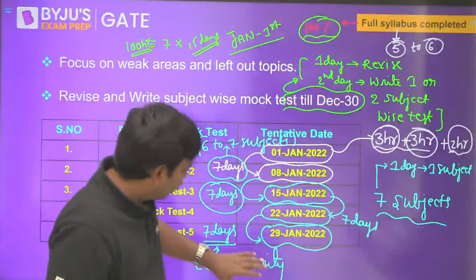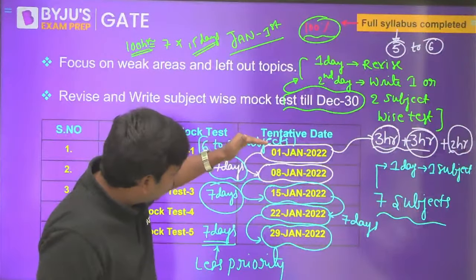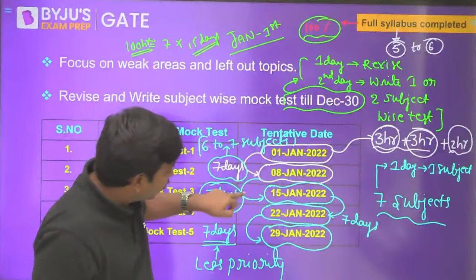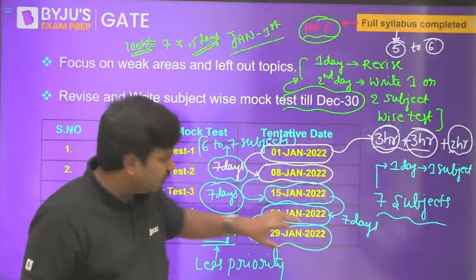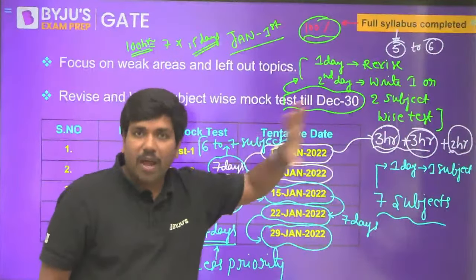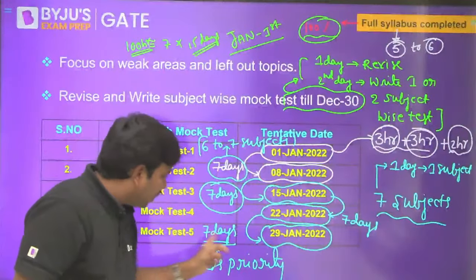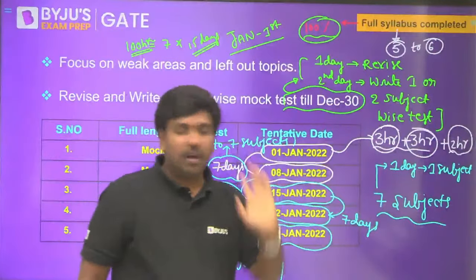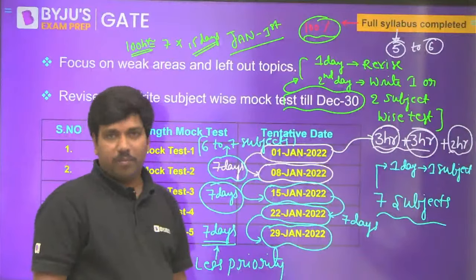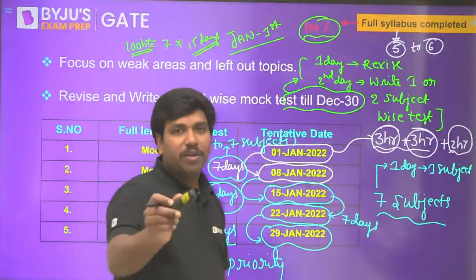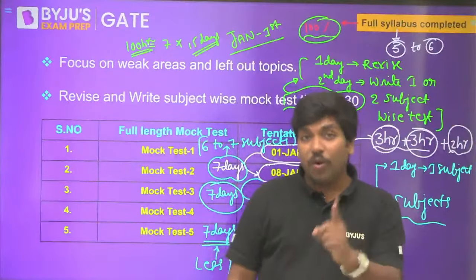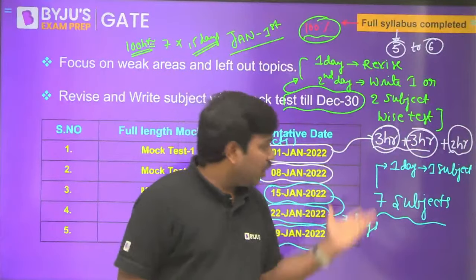So therefore, from the very start, you ensure that every 7 days you are utilizing very accurately, correct? For the high priority or high weightage subjects, in the last 7 days you give importance to the less priority subjects. So by the 29th you have completed your 5th mock test. Now tell me what is missing here.